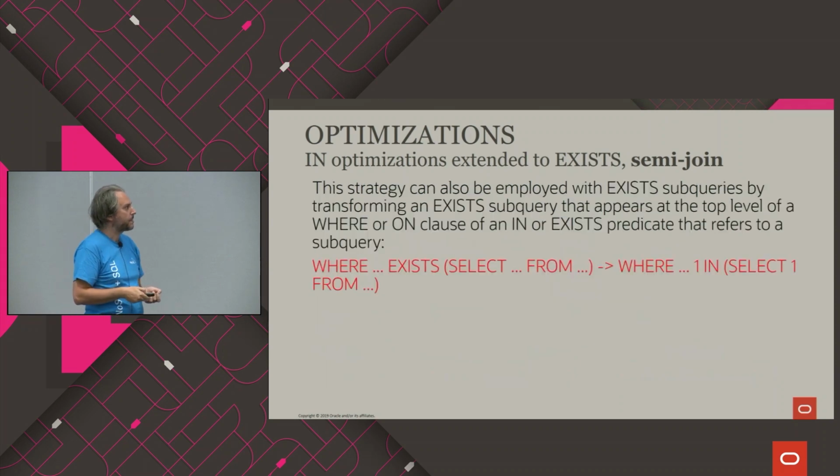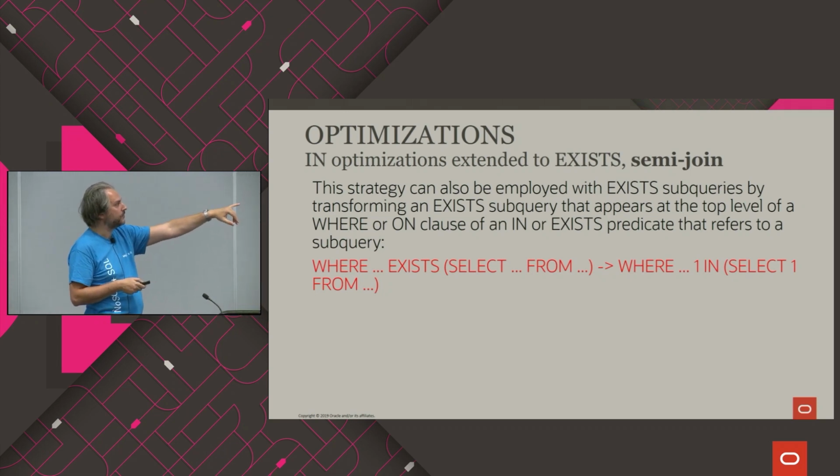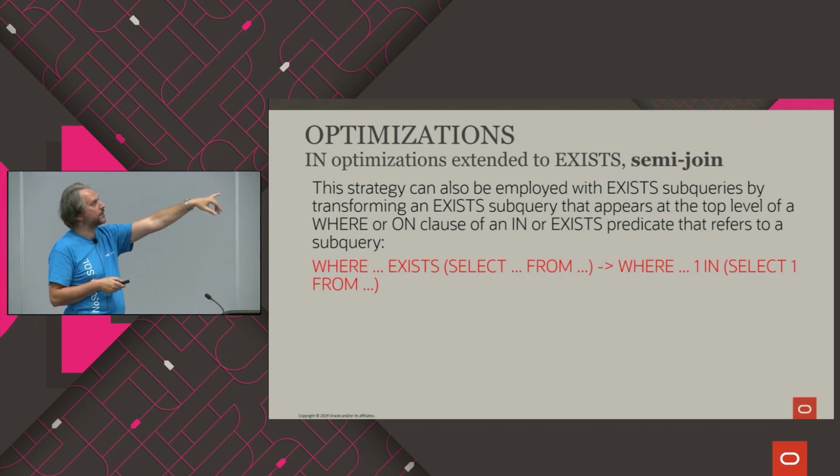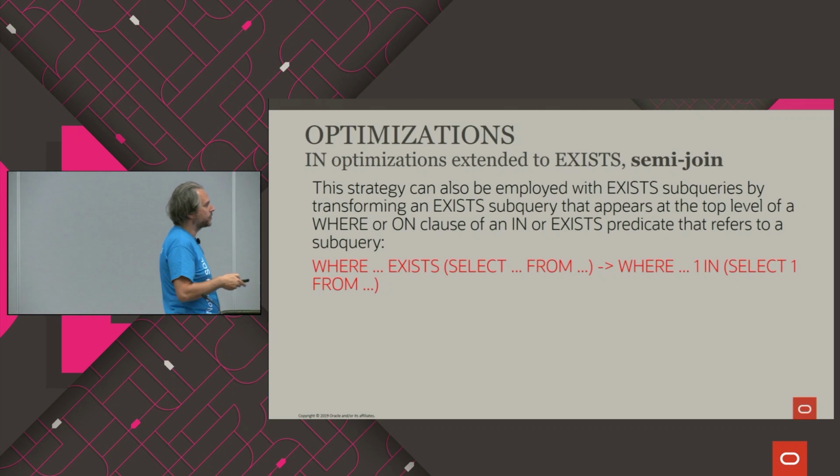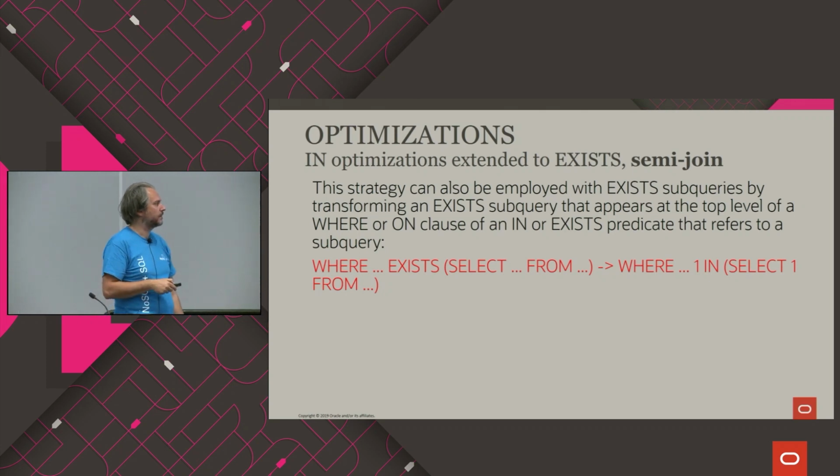So this same strategy can be employed with exists subqueries, by transforming an exists subquery that appears at the top level of a where clause. This is basically rewritten, and then with the in, it's the same. Logically, this is the same construct. And with the in, the semijoin optimization is applied.